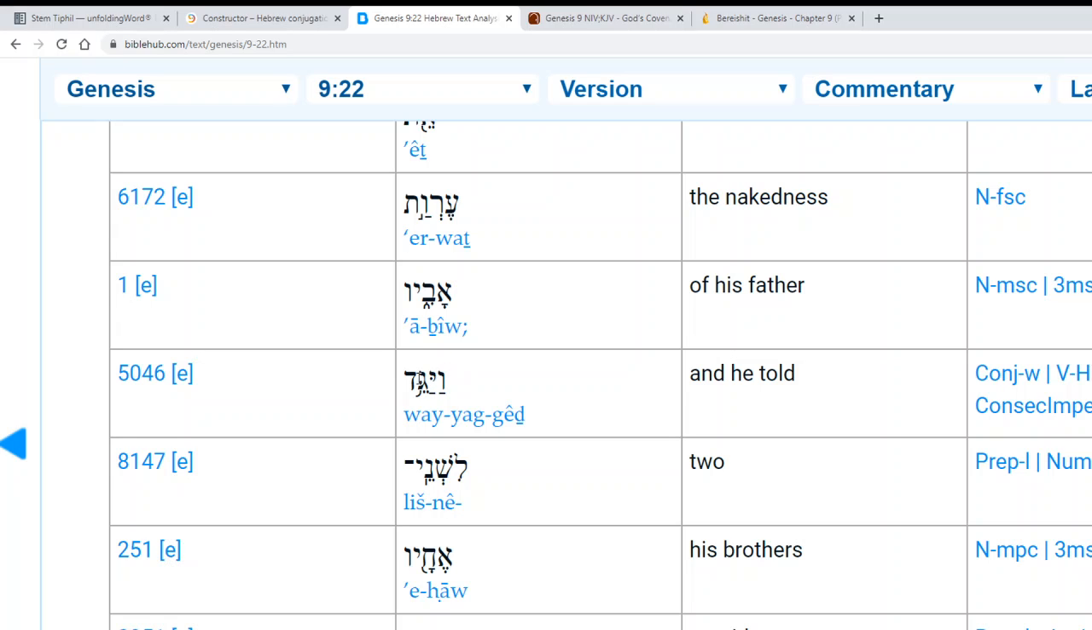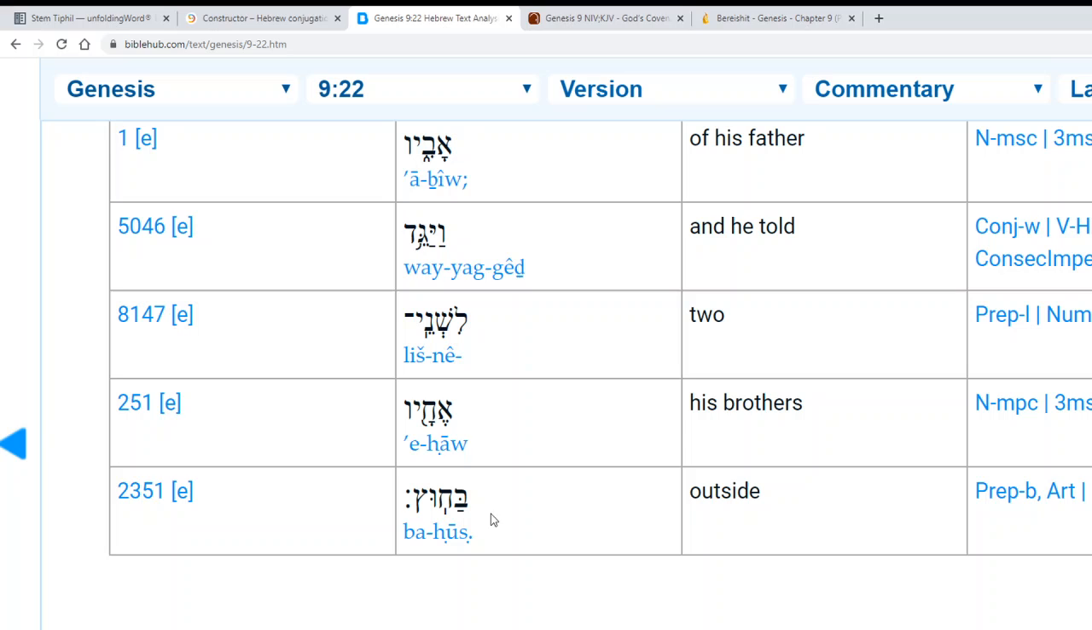Vayaged, so conjunctive vav, again, the root, they're saying it's in a hifil, which I will agree with. I would say the root is hey gimel dalet, to tell, right? Vayaged lishne, so prepositional lamed, shne is the construct form of the number 2. Shnaim is the masculine of 2. Shnei echav, his 2 brothers, right? His brothers. Echav.